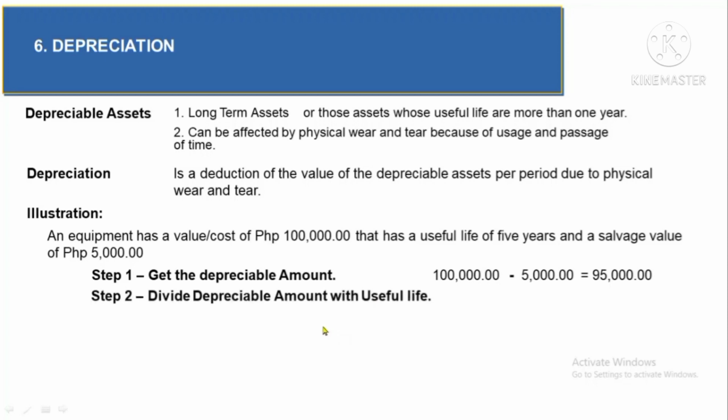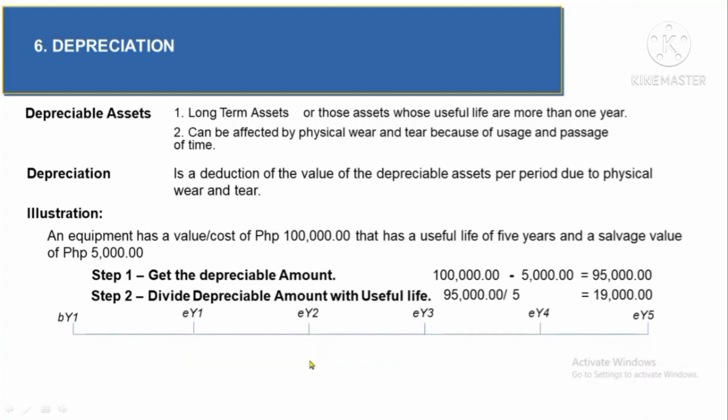The next step is to divide the depreciable amount by the useful life, which is 95,000 divided by 5 years, equals 19,000. So that is the depreciation, or the decrease in value per year of the equipment because of physical wear and tear. To understand it further, let's have a timeline analysis of value and depreciation charge per year on the asset. As you can see, you start with 100,000 and then minus 19,000, you have 81,000, and then another 19,000 is deducted, so we have 62,000, and at the end of year 3 another 19,000 was deducted, so we have 43,000.